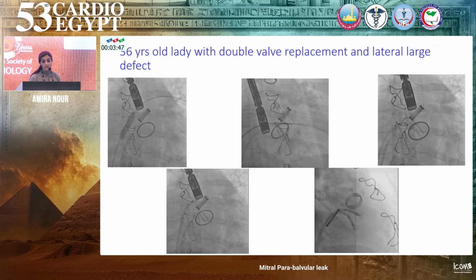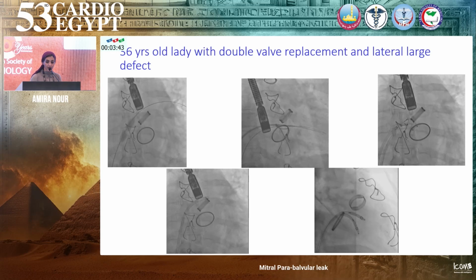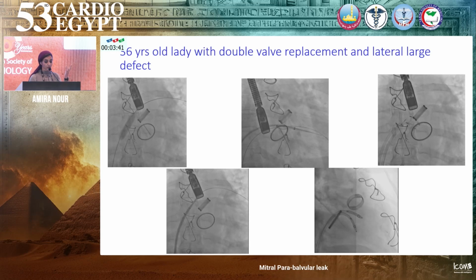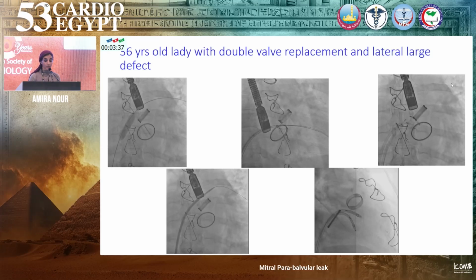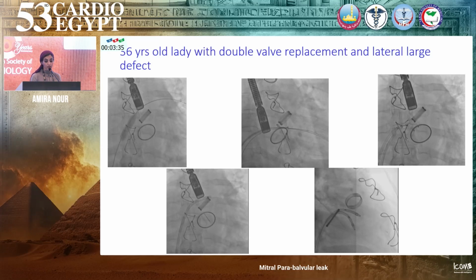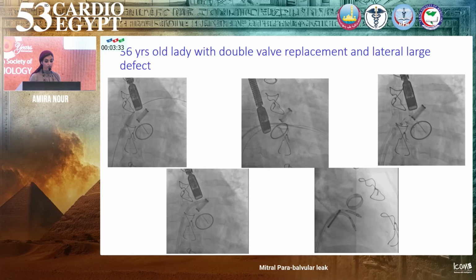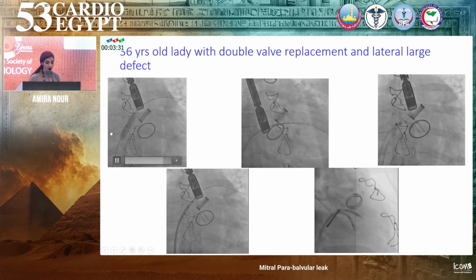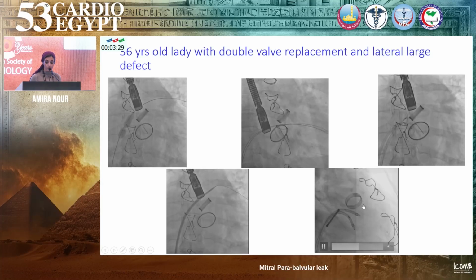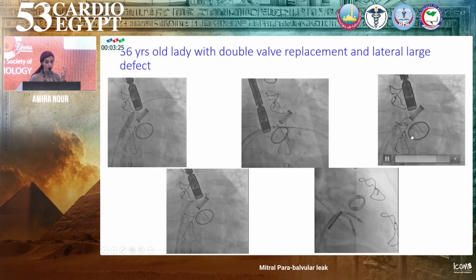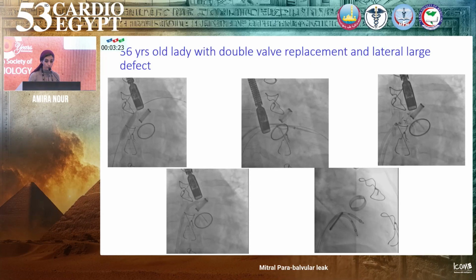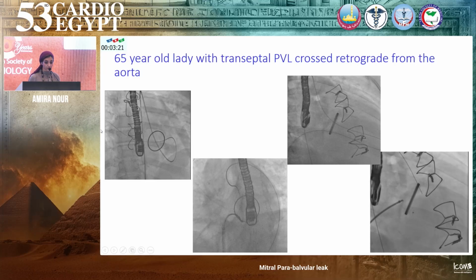This was a 56-year-old lady with double valve replacement and a large lateral defect. Whenever you have a large defect and you may use two devices, you have to cross with the large 12 French delivery sheath. And if you have a rigid septum, you first have to balloon dilate the septum in order to be able to cross with two delivery sheaths and apply two devices, which were also PFO devices.